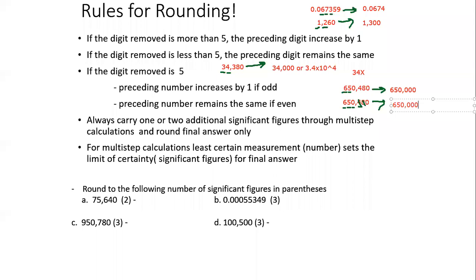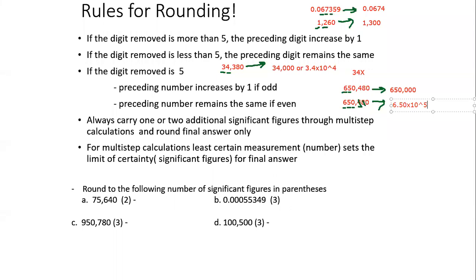So how do we write 650,000 with three significant figures? The answer is in scientific notation. So you do 6.50 times 10 to the fifth. So sometimes when you round numbers, the only way to correctly write it is in scientific notation, because there's no way to write 650,000 with three significant figures in normal numerical format.